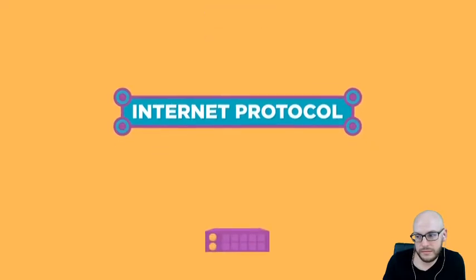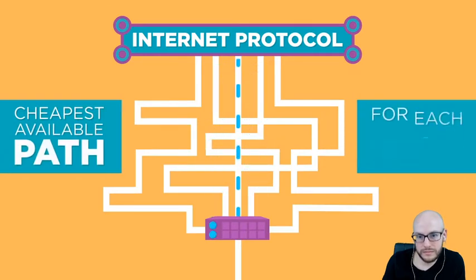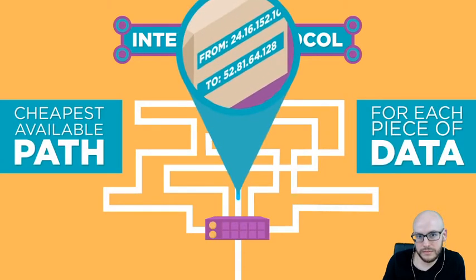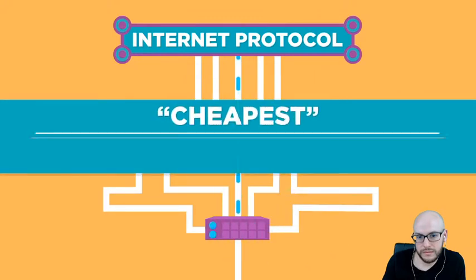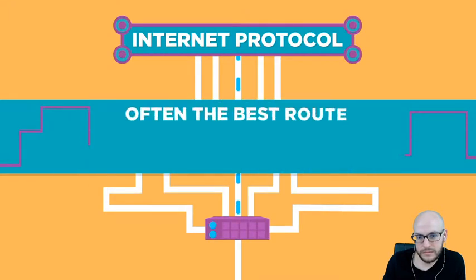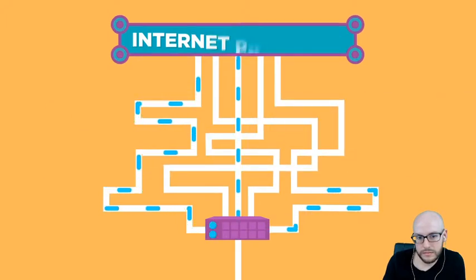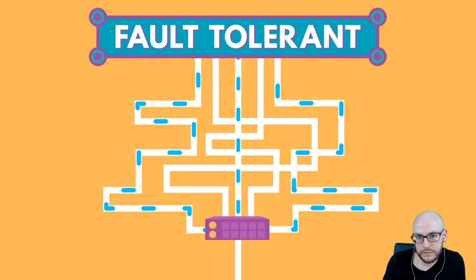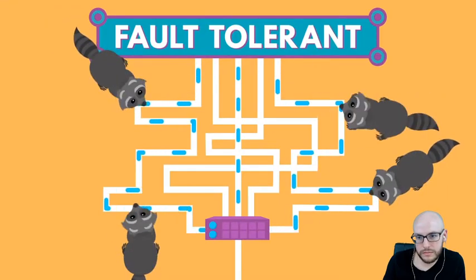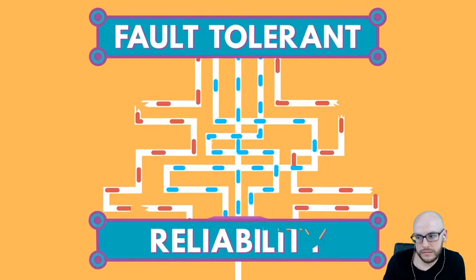So let's talk about how this works. As part of the internet protocol, every router keeps track of multiple paths for sending packets, and it chooses the cheapest available path for each piece of data based on the destination IP address of the packet. Cheapest in this case doesn't mean cost, but time and non-technical factors such as politics and relationships between companies. Often the best route for data to travel isn't necessarily the most direct. Having options for paths makes the network fault tolerant, which means the network can keep sending packets even if something goes horribly, horribly wrong. This is the basis for a key principle of the internet: reliability.